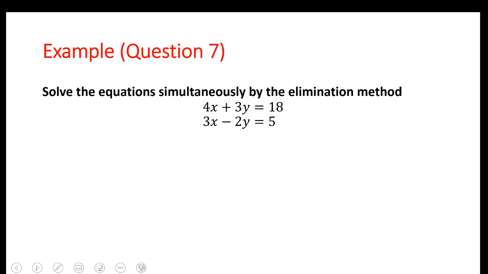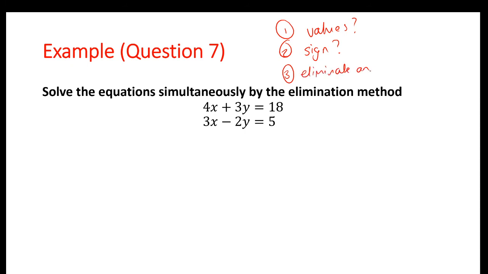So one more example for these simultaneous equations. So solve the simultaneous equations by the elimination method. So again, it's always this elimination method that we're doing for this one. Now, the question becomes, well, if I go back to my checklist, 1, so values, are the values the same? 2 is the sign, so are the signs the same or different? And then 3 is to eliminate and solve.